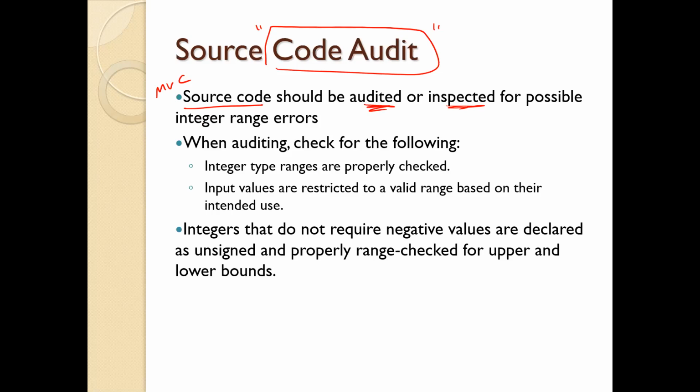When auditing, check the following. Integer type ranges are properly checked. Input values are restricted to a valid range based on their intended use. Integers that do not require negative values are declared as unsigned, and this basically applies to C and C++. So basically, just use the appropriate data type for your numbers.